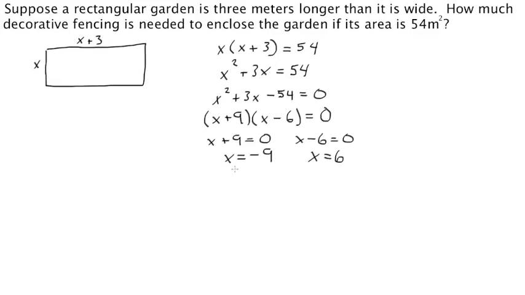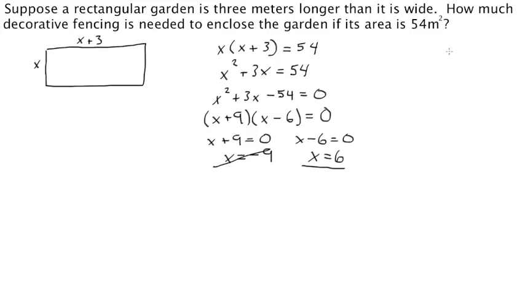Well, in the context of this problem, that doesn't make too much sense. Very rarely. All right, never. We never see a garden with negative dimensions. So this doesn't make sense in the context of this problem. So our x is going to have to be 6 here. Now be careful. x equals 6 is not our solution. Always make sure that you answer the problem.